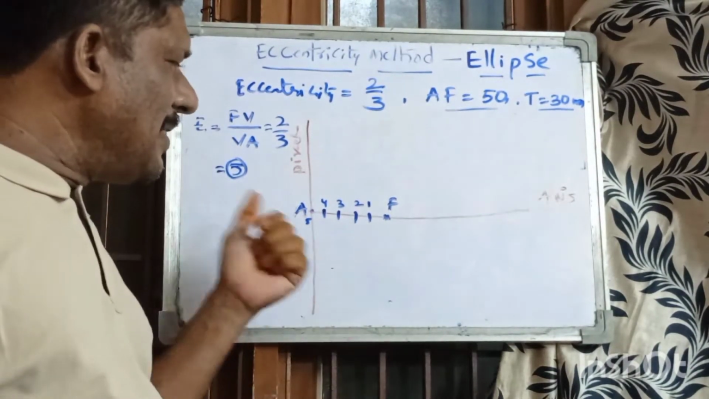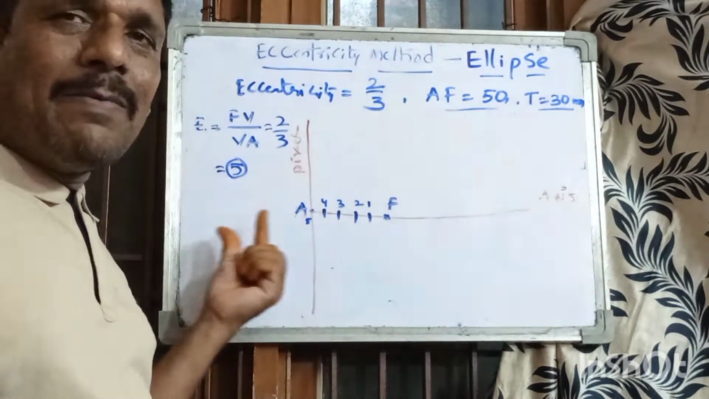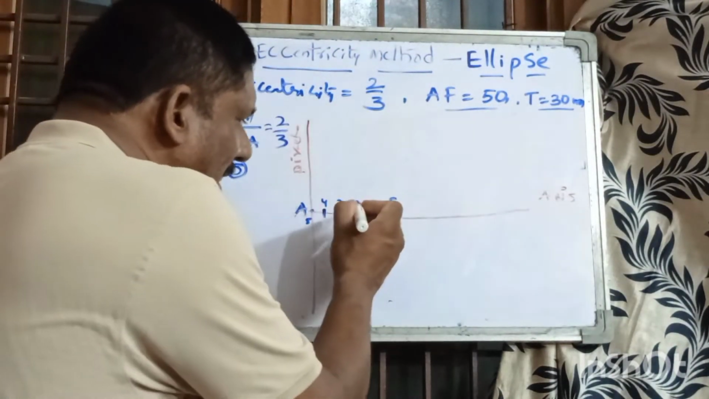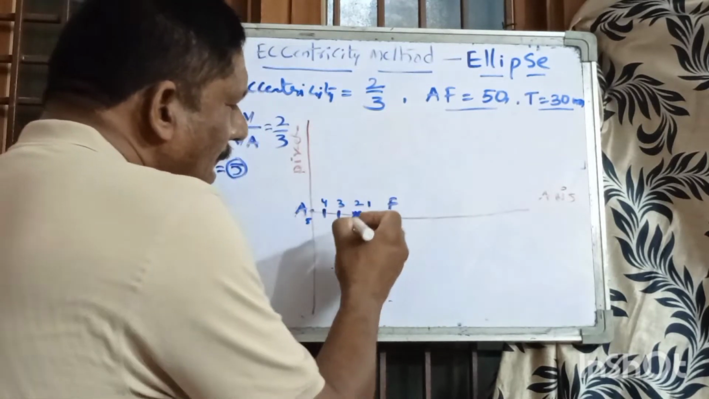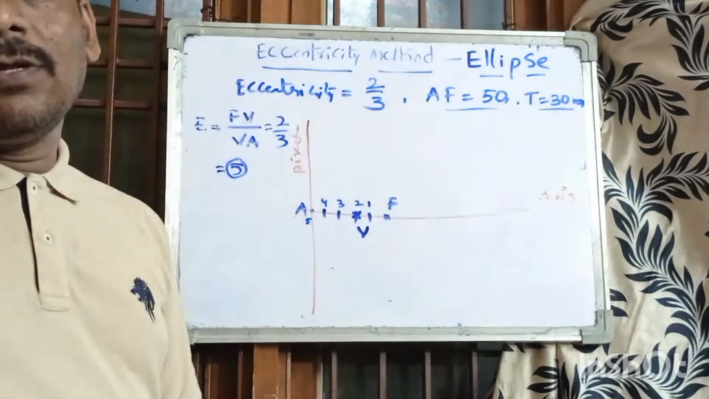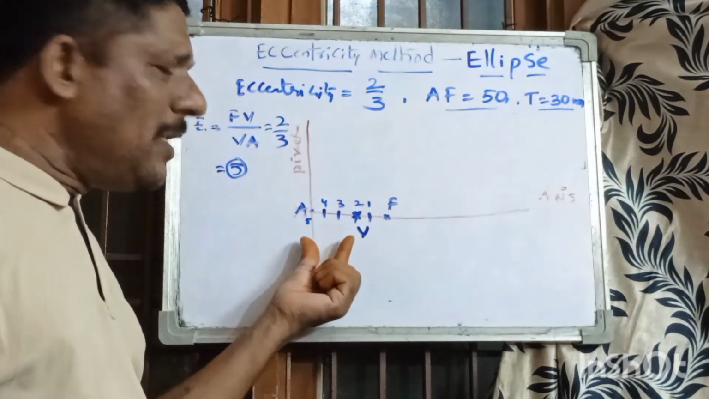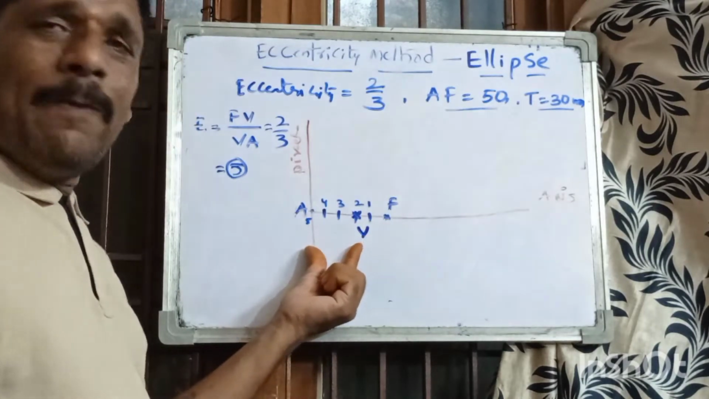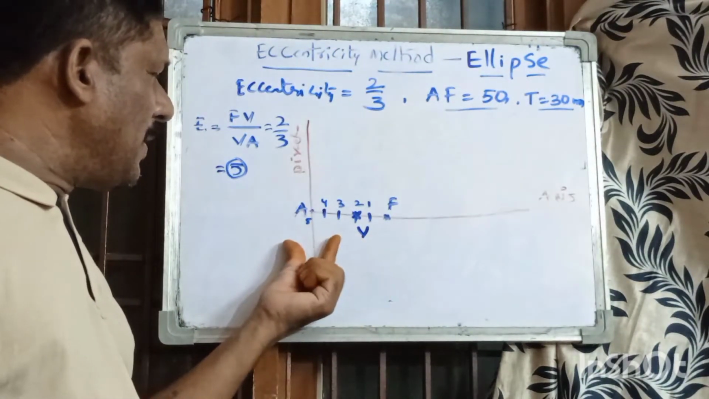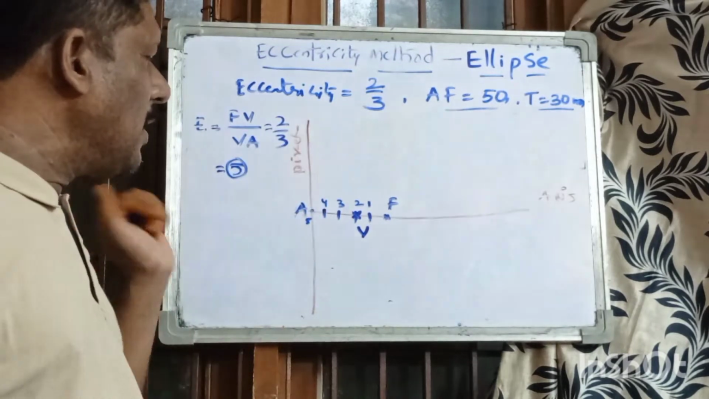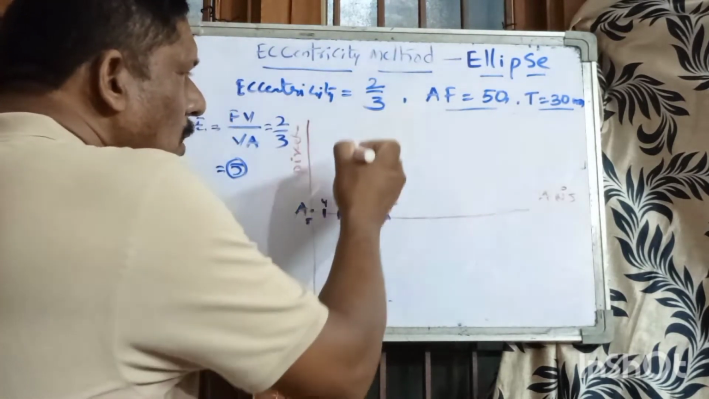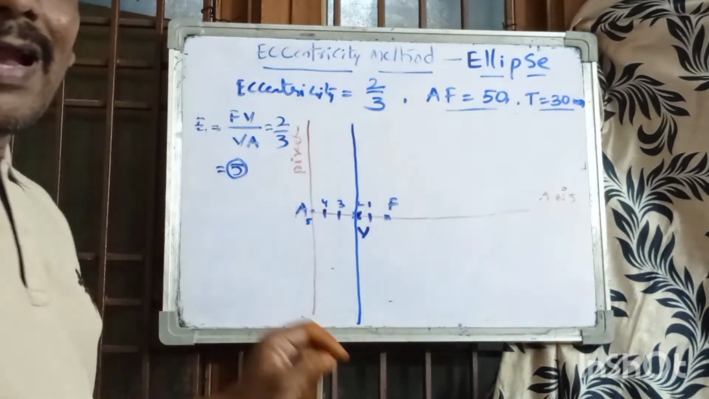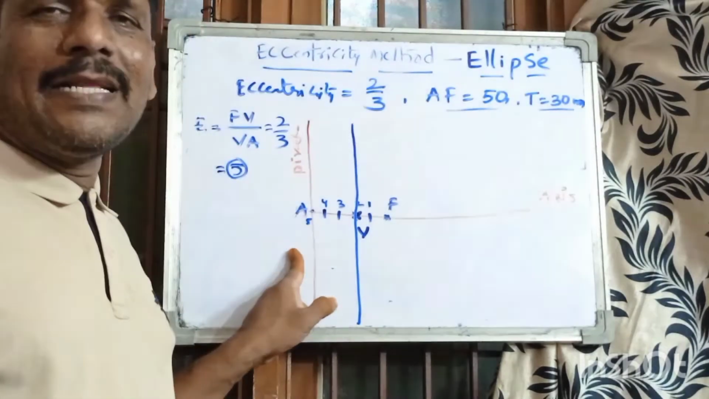After dividing this, take the numerator value divided by the denominator. The numerator value here is 2. So 1, 2. Where the 2nd division is, mark that point and name it the vertex point. So FV divided by VA is 2 portions divided by 3 portions, so 2 by 3. The vertex is the second point. Now draw a vertical line through the vertex point, and this line should be parallel to the directrix line.